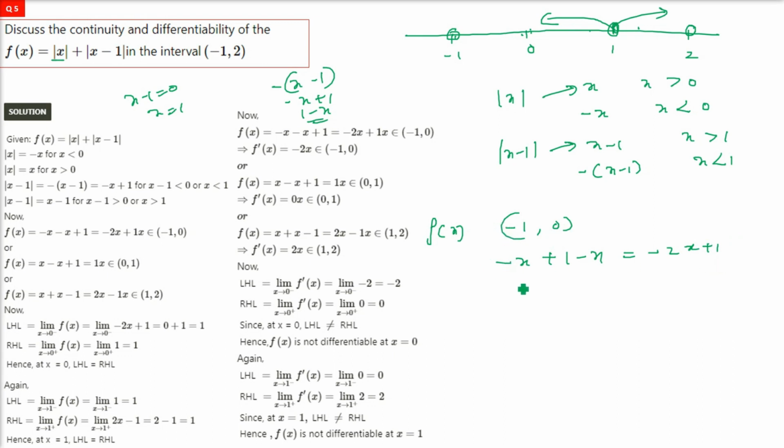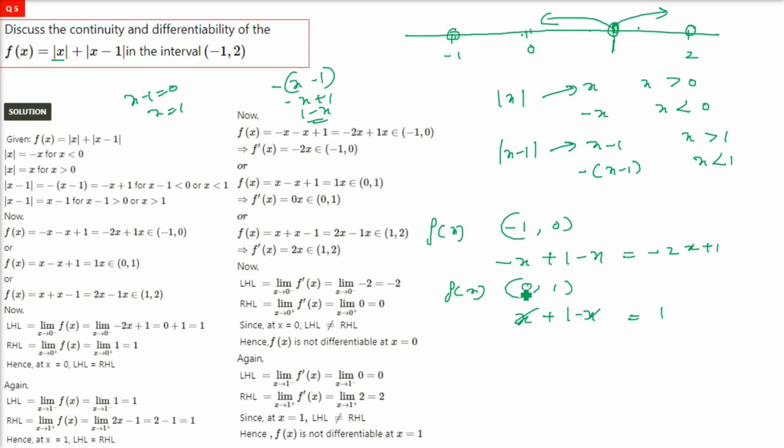Now it's the second interval. f(x), the second interval is 0 to 1. Now when you go above 0, mod x will become positive. So it will be positive x. But still mod x minus 1 is going to be negative because you are still below 1. You are above 0 but still below 1. So you have to again use this 1 minus x. x gets cancelled, you get a constant 1.